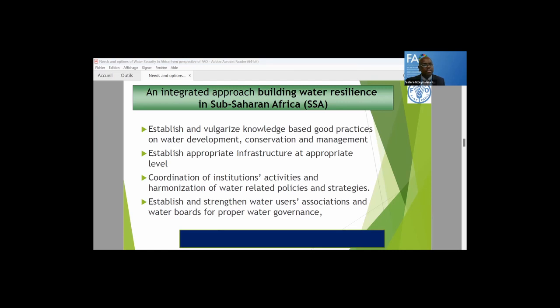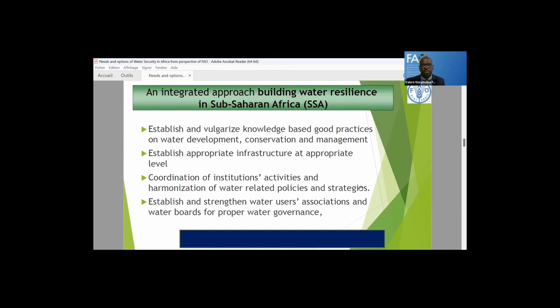Coordination of our institutions' activities and harmonization of water-related policies and strategies. Actually, we are working with IGAD, COMESA, and the East African Community to develop irrigation strategies for each of those regional economic communities. There is a necessity to have an integrated approach to develop a harmonized strategy where even transboundary waters will be able to be used efficiently without bringing in conflicts. So we have to establish and strengthen water users associations and water boards for proper water governance.